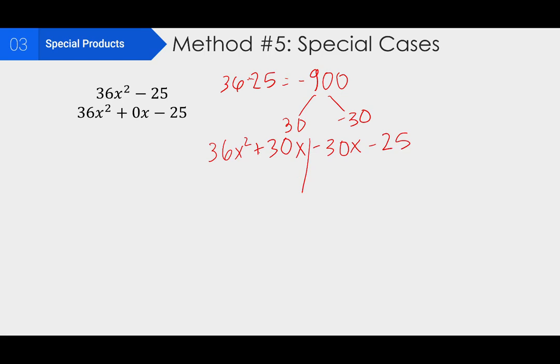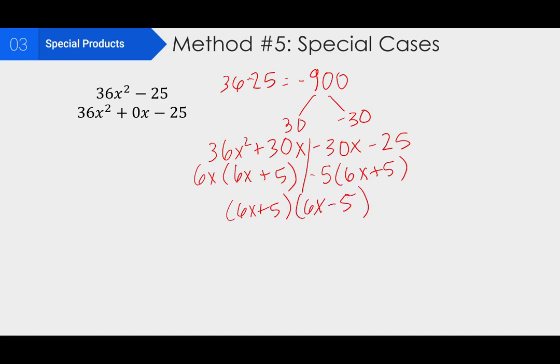I can take out of the first two a 6x. I'm left with 6x plus 5. And I can take out a negative 5. So if I factor out that 6x plus 5, I'm left with, in my other parentheses, 6x minus 5. So when I multiply these together, I'll get 30x and minus 30x in the middle, which cancels out.